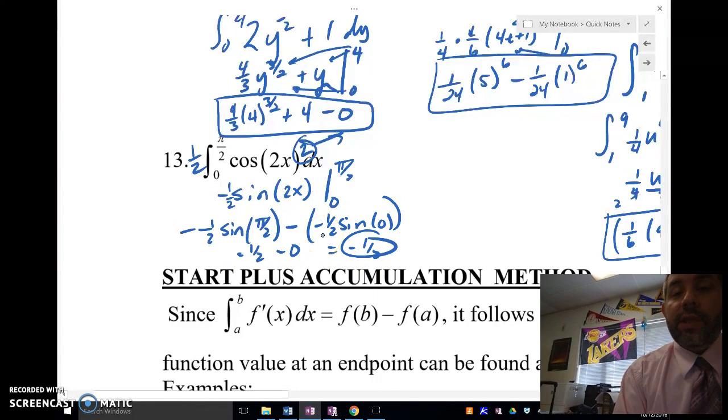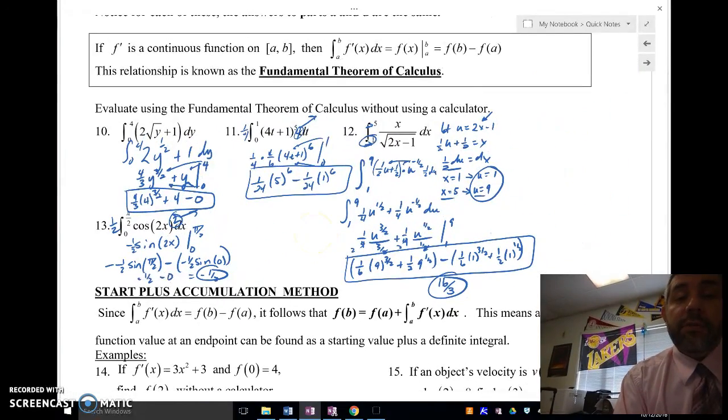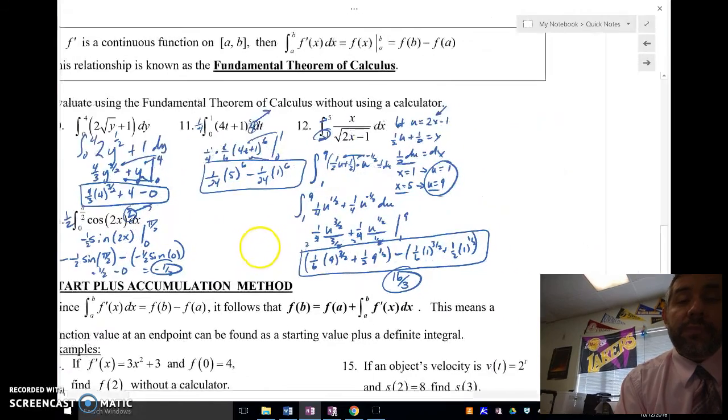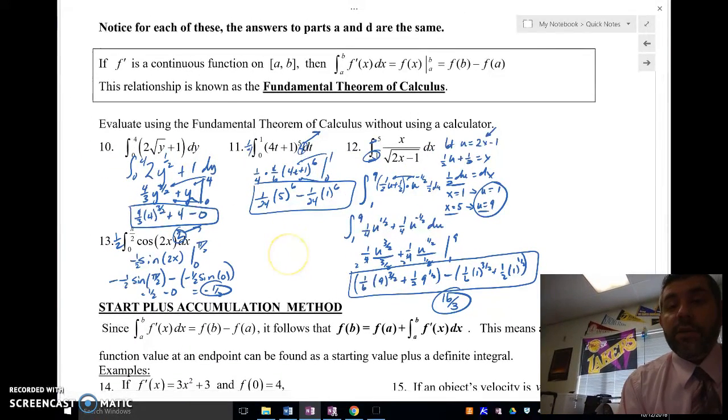Okay. All right, so that's the fundamental theorem of calculus, guys. All you got to do is do the antiderivative and then plug in your values. The top one first minus the second one. All right, then you've got the fundamental theorem of calculus.